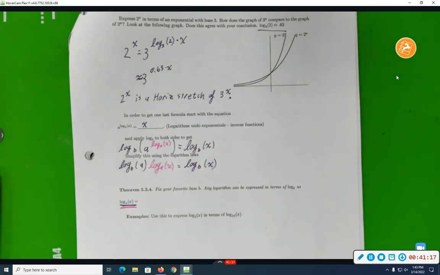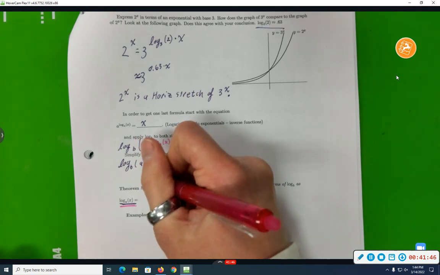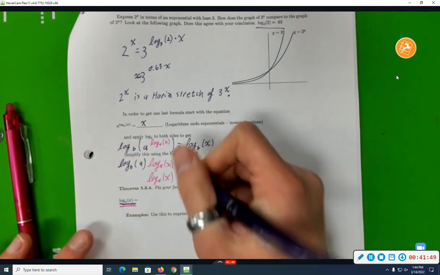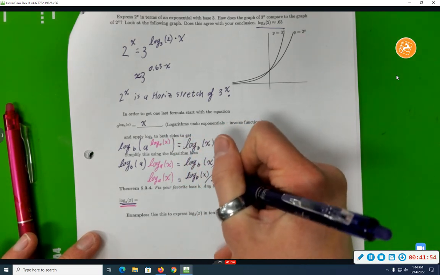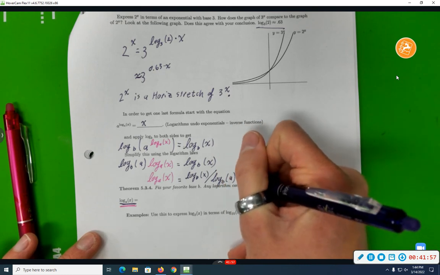All right, and if you wanted to solve for the thing in pink, what would you do? Well, division would do the trick, right? See, a thing times the thing in pink is equal to a thing. Let's just divide one of those things to the other side. So the log base A of x is equal to log base B of x divided by the log base B of A.